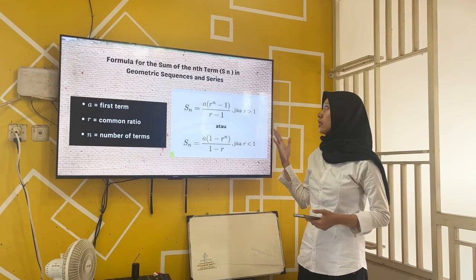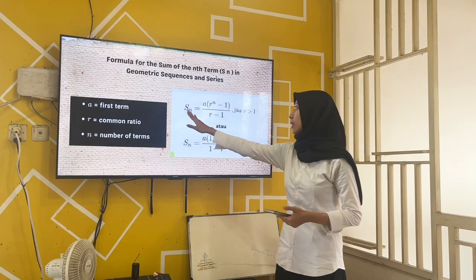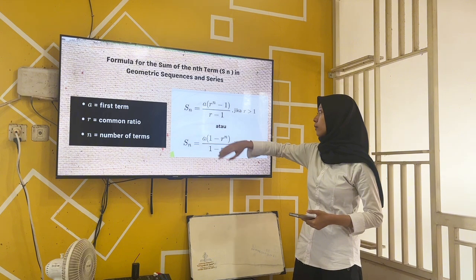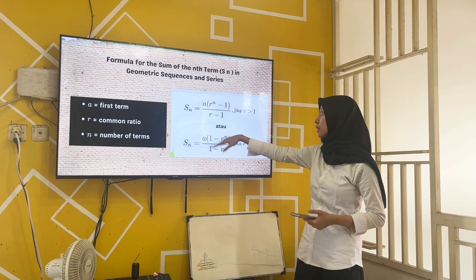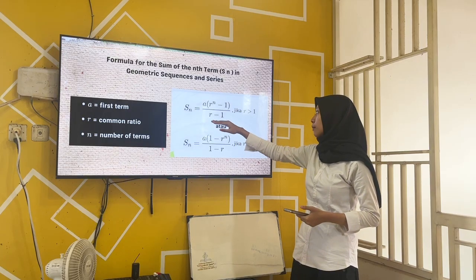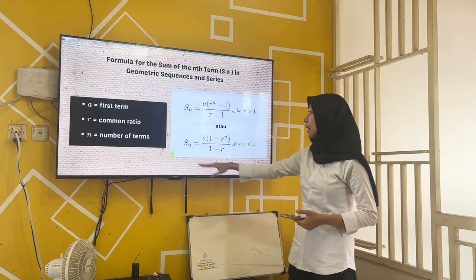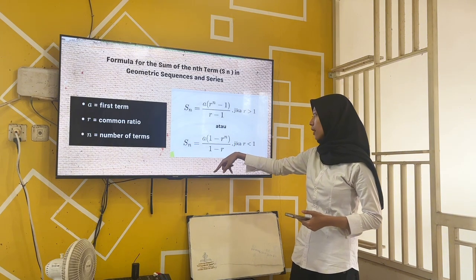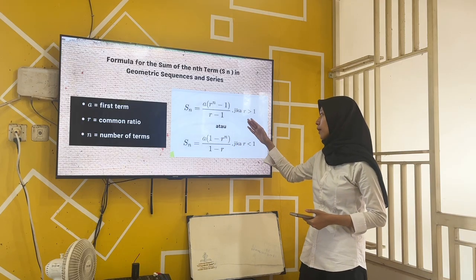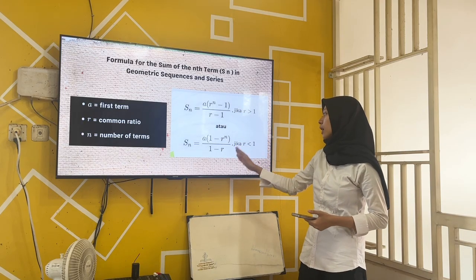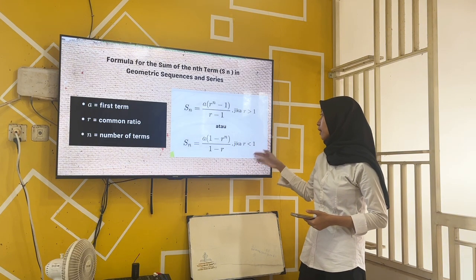Okay, the formula for the sum of the geometric sequence is S sub n equals a multiplied by r to the power of n minus 1, divided by r minus 1, if r is greater than 1, or S sub n equals a multiplied by 1 minus r to the power of n, divided by 1 minus r, if r is less than 1.